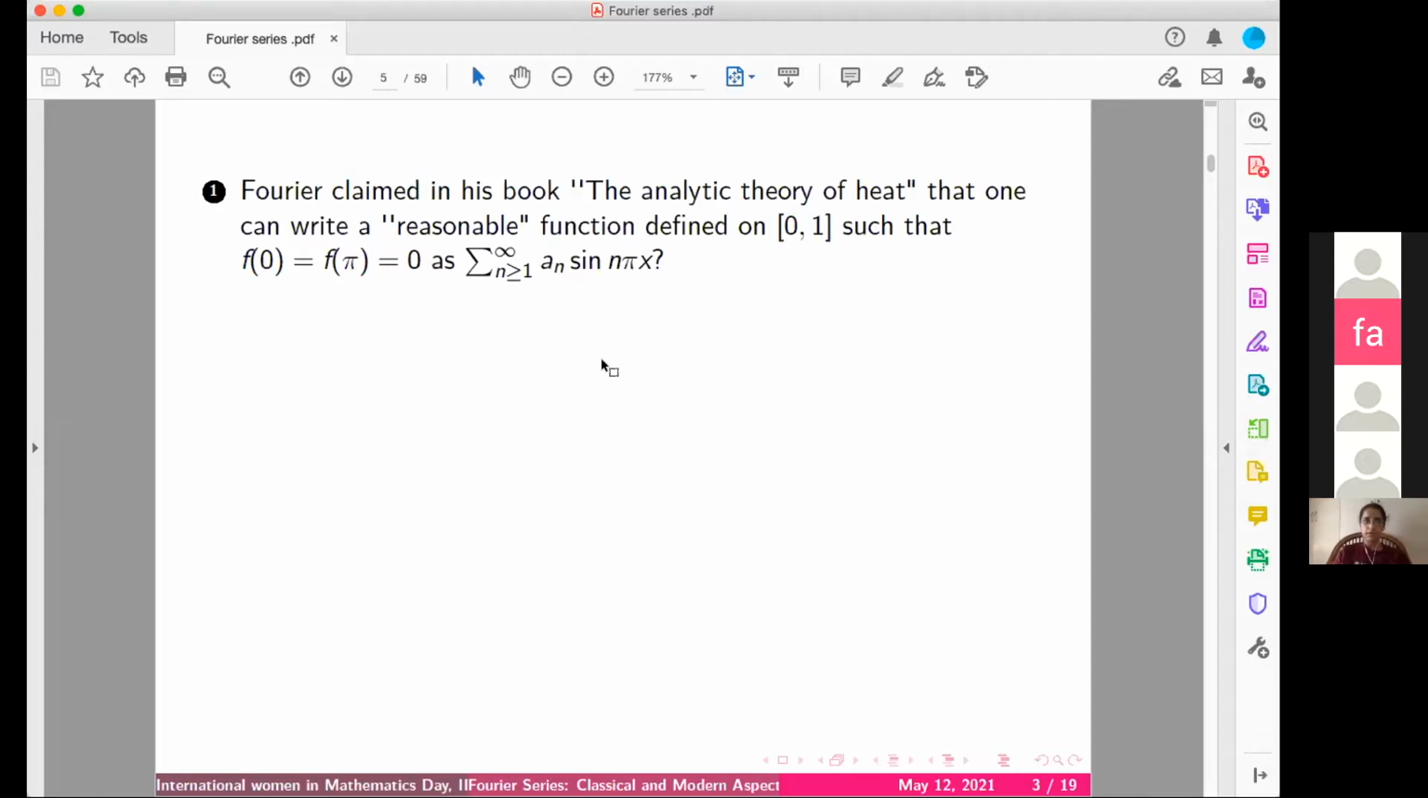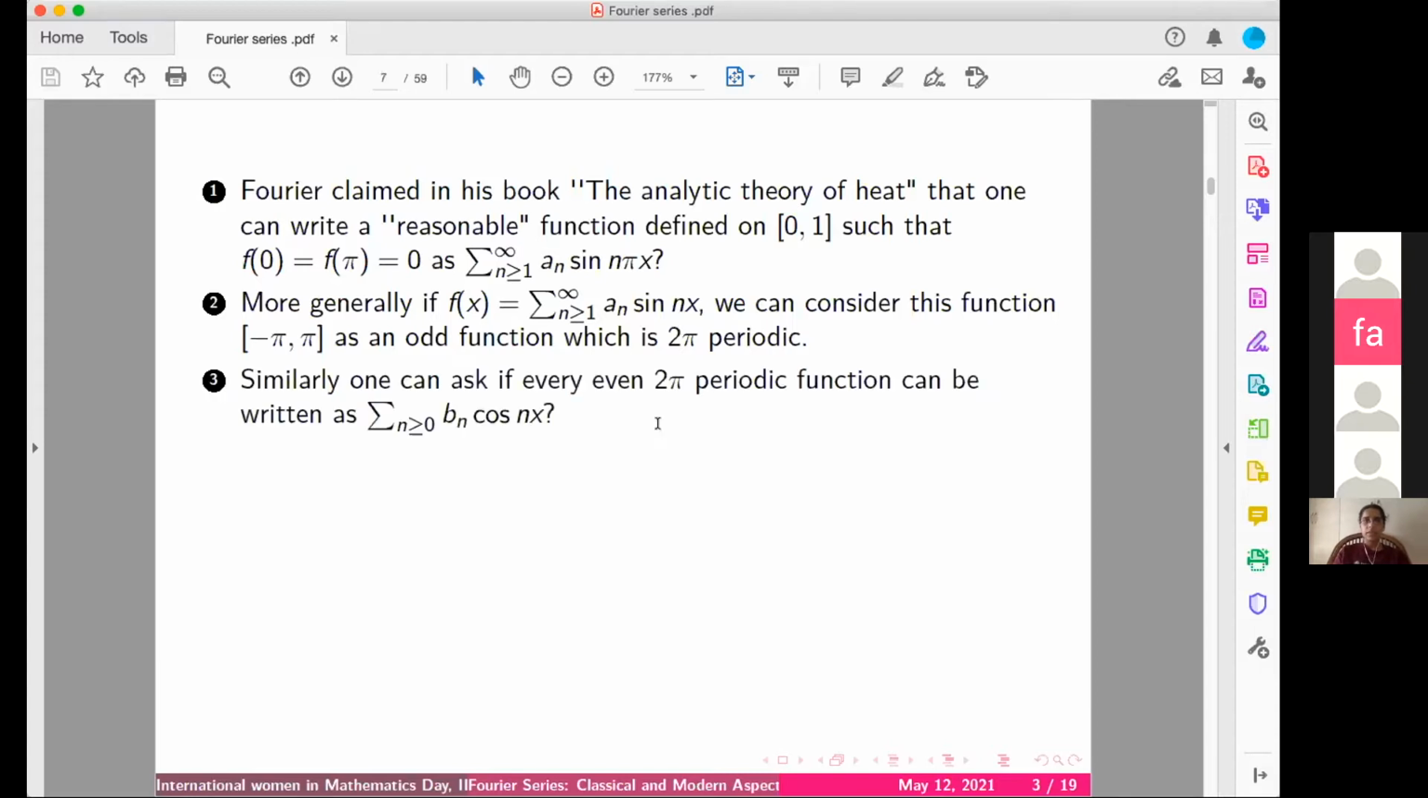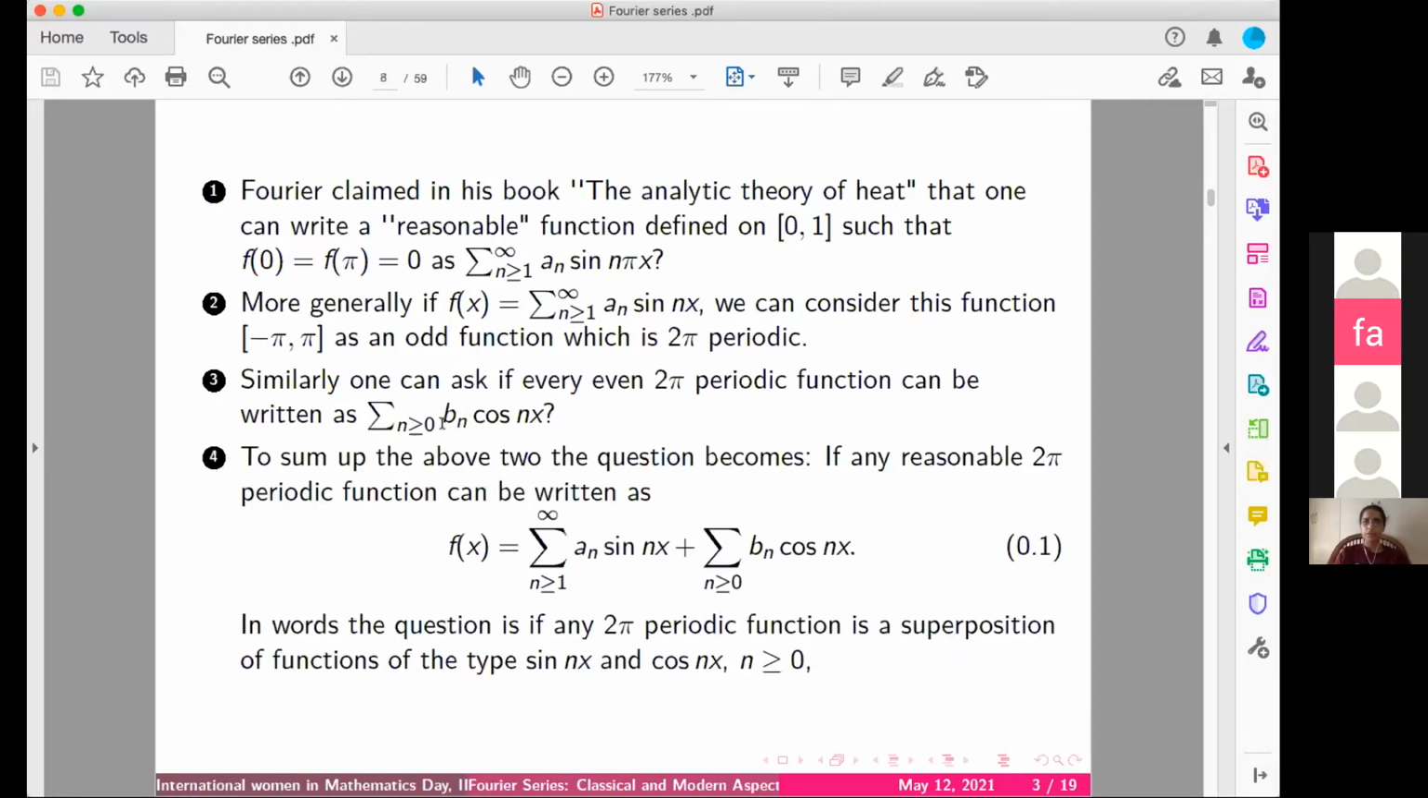So more generally, because this is an odd function, you can talk about it on minus pi to pi, as an odd function which is 2 pi periodic. Then one can ask whether any odd 2 pi periodic function is just a sum of a_n times sine nx. For even functions, similarly you can develop the cosine series, and the same question is for the cosine series.